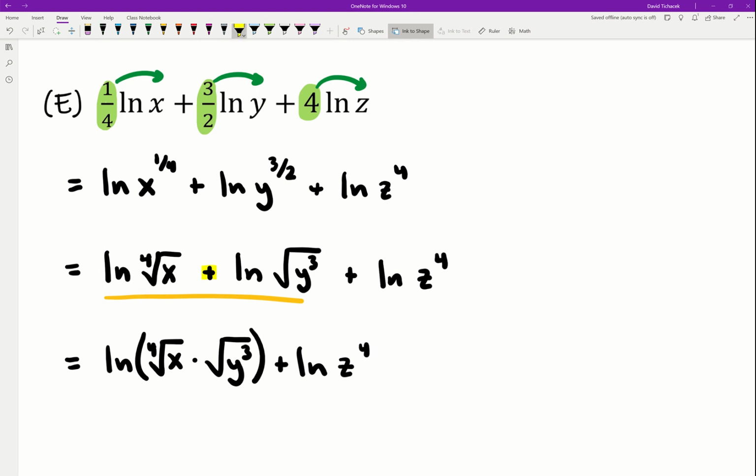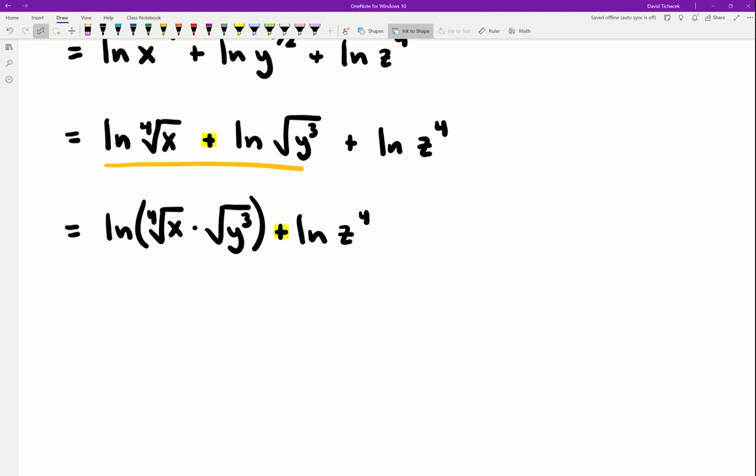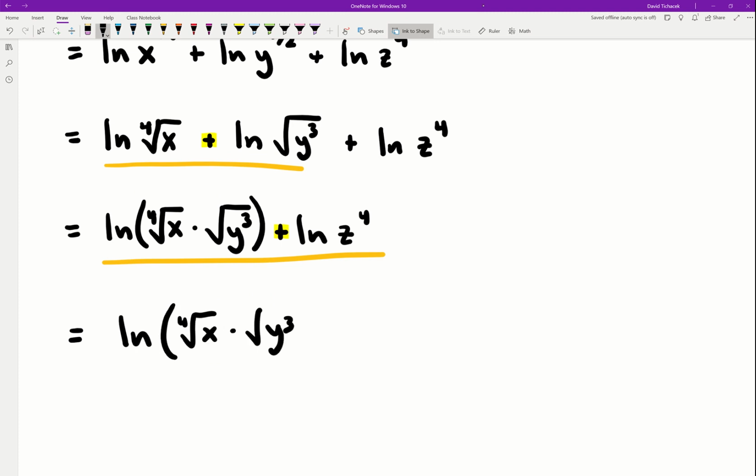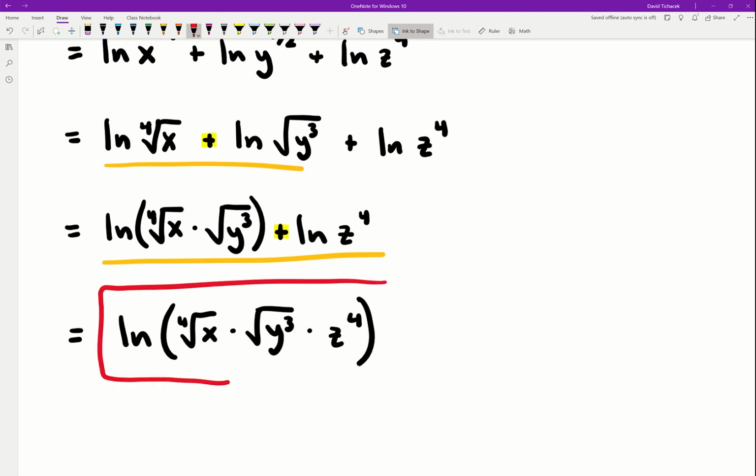We can further simplify this down, since that's a plus on the outside yet again. So I can condense these two separate logs into the same log by simply saying the natural log of the 4th root of x times the square root of y to the 3rd times z to the 4th. That is the best job that we can do as far as simplifying that log down. We've condensed that into a single logarithm, and that is about as good as we're going to be able to do on a problem like that.